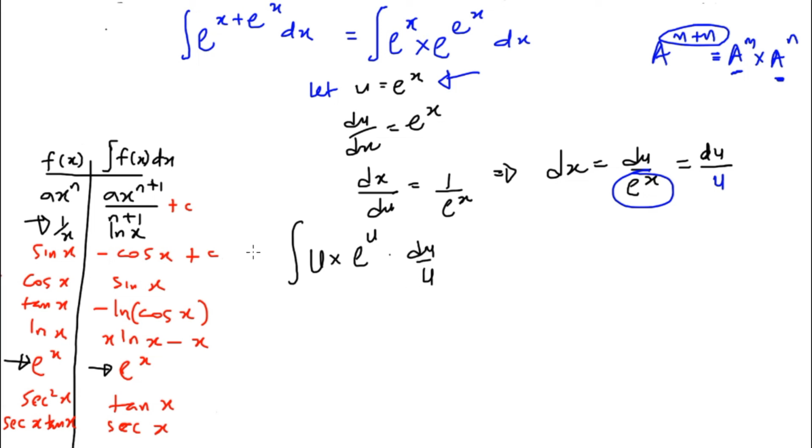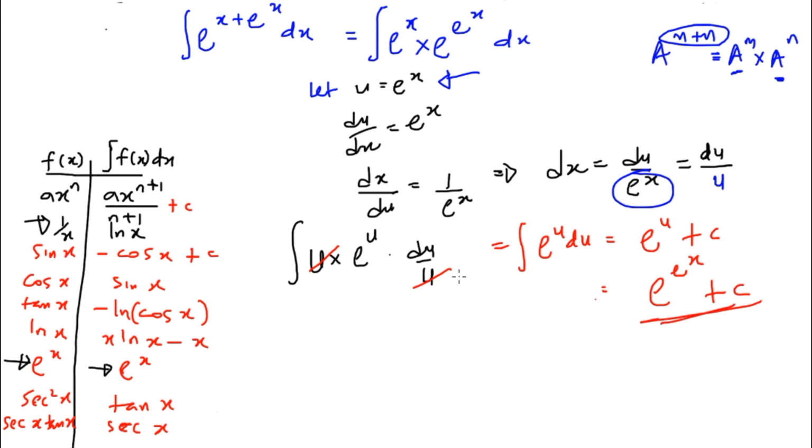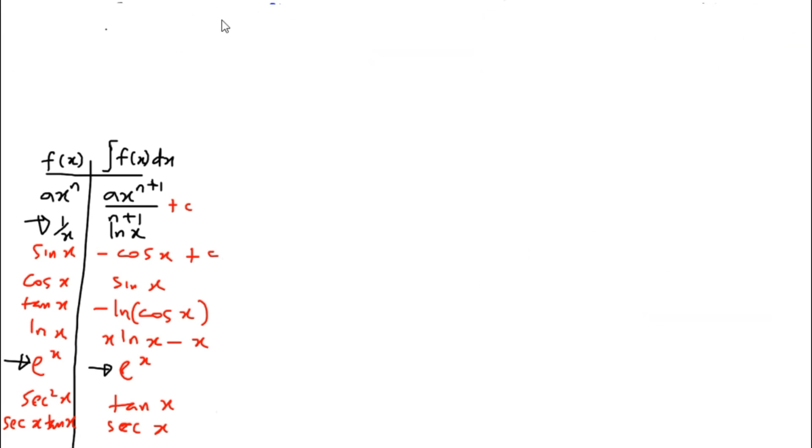So u can actually cancel out u, so that eventually I will have the integral of exponential u du. Integral of exponential u is still exponential u plus c, but u is what? u is exponential x, then plus c. So that's the final answer. Let's say you have this as well, exponential ln x squared. It becomes very simple as well.